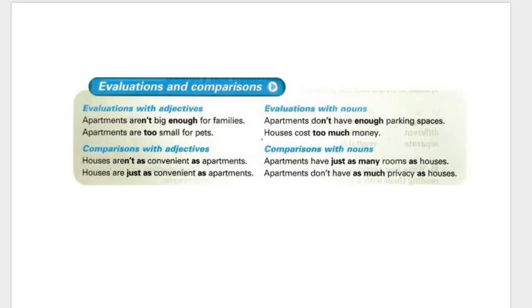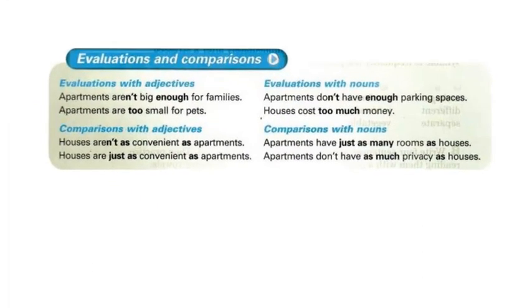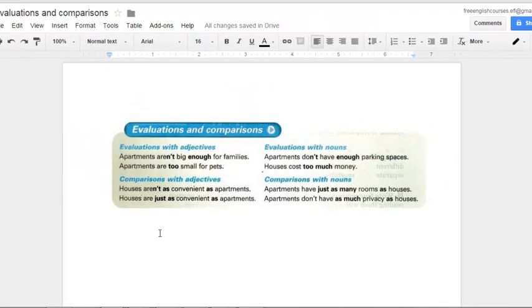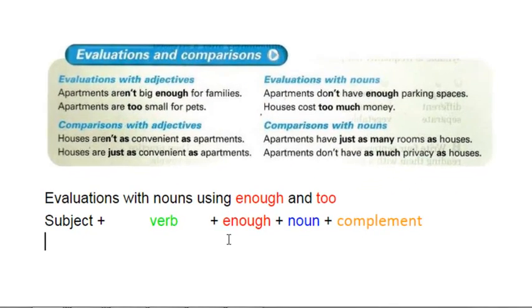The next thing that I would like to do now is to show you how to make evaluations, but now we're going to talk about making evaluations using nouns. And a couple of things will change. Let me present the formula at this time, and I'm going to show you what kind of things will change. First of all, similar to making evaluations with adjectives, we're going to have a subject. In this case, we're going to say apartments.